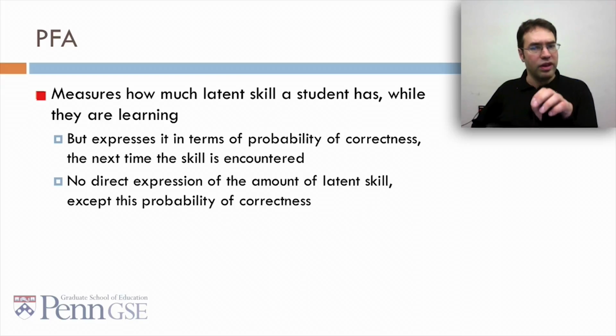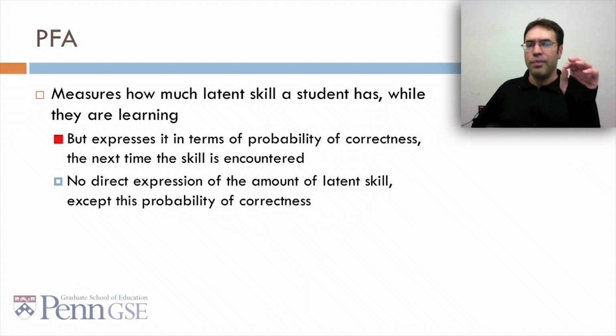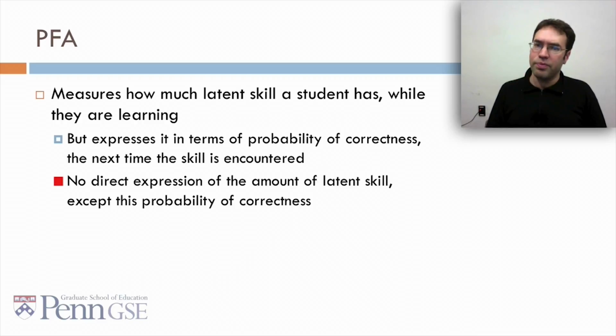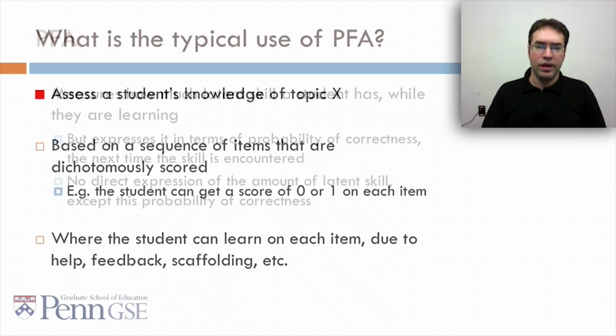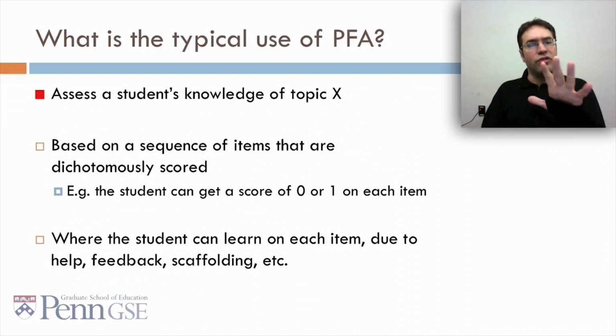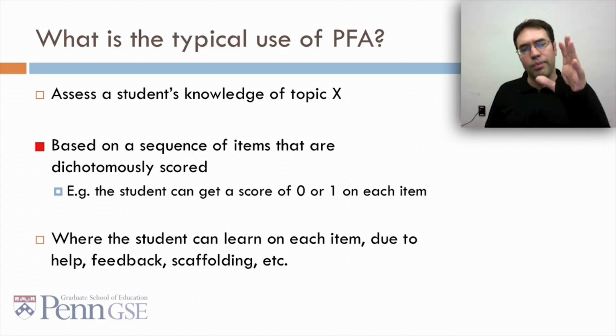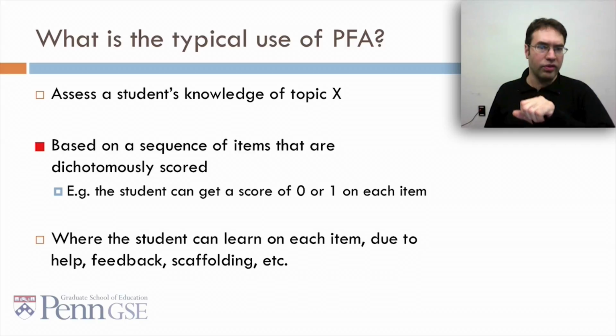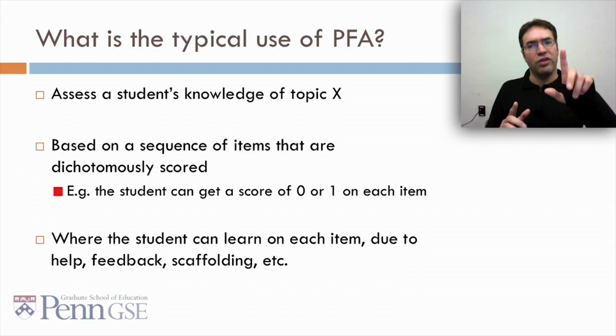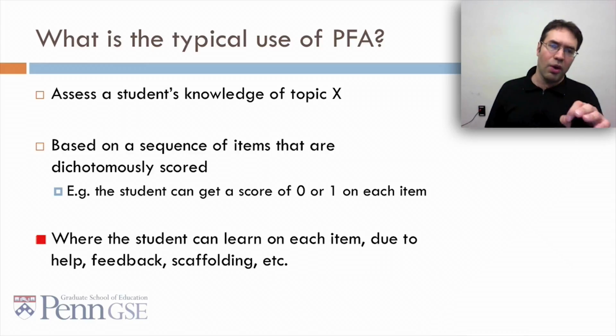PFA measures how much latent skill a student has while they're learning, but it expresses it solely in terms of probability of correctness the next time the skill is encountered. There's no direct expression of the amount of latent skill in PFA, except this probability of correctness. In PFA, you assess a student's knowledge of topic or skill X, knowledge component X, based on a sequence of items that are dichotomously scored. Or in other words, the student can get a score of 0 or 1 on each item. And the student can learn on each item due to help, feedback, or scaffolding.